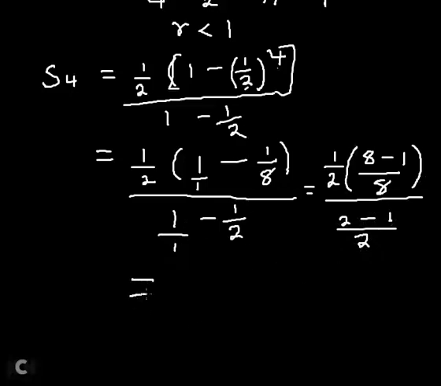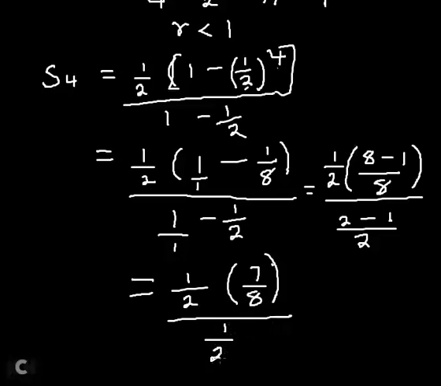Okay, so this is going to be equal to 1 all over 2. Bracket open. 8 minus 1 is 7. Then 7 all over 8. Okay? Then, of course, divided by 1 all over 2. You know exactly what happened here. If I open this bracket, I'm going to have 1 times 7, that's 7. And of course, 2 times 8 is 16. Then, of course, divided by 1 all over 2.